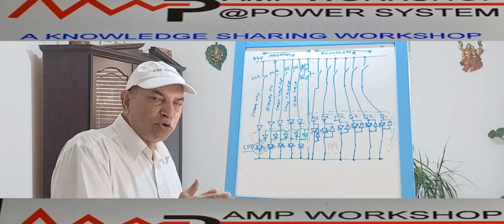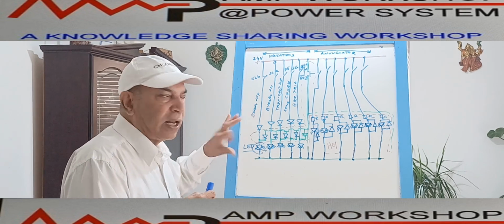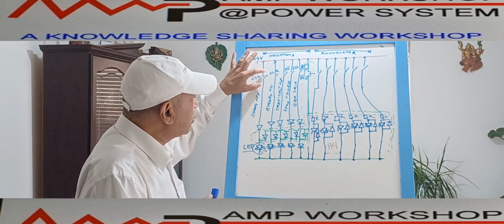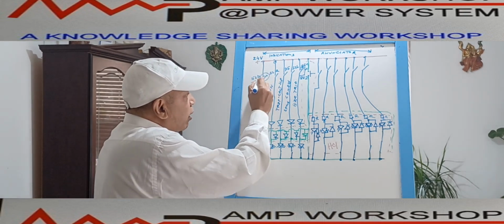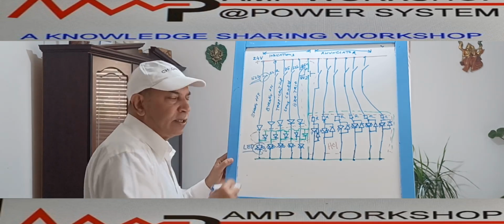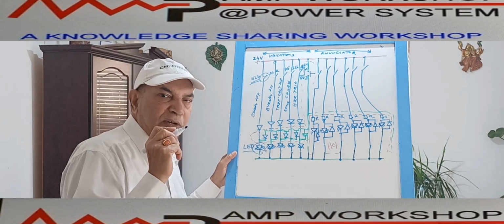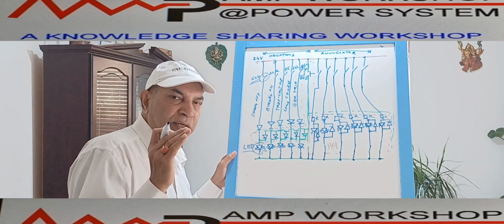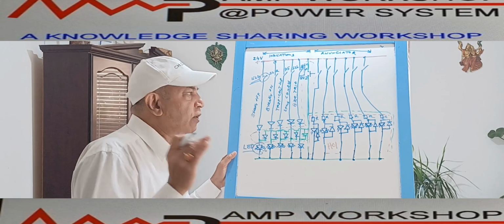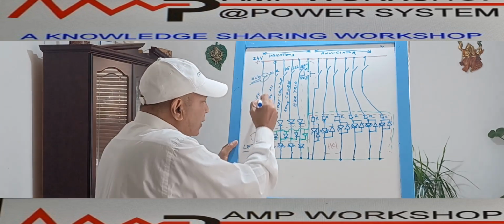So when the breaker is open, the NC contact will give the healthy condition signal. That's why we have used the breaker NC auxiliary contact. This normally NC contact we designate by 52B. 52 is the breaker tag as per ANSI, and B means it is an NC contact. So the breaker NC contact is coming.